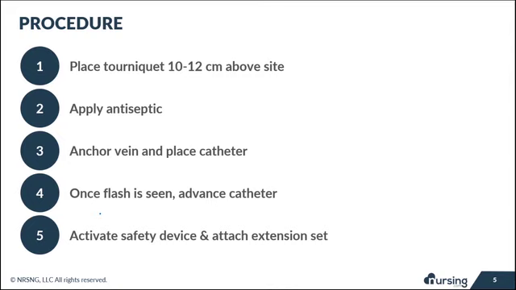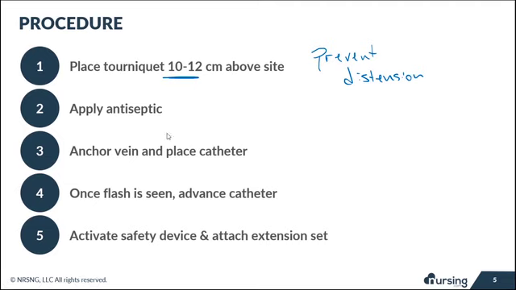Now for the procedure. What you want to do first is you've identified that vein where you're going to go. Then you're going to take the tourniquet out, and you're going to place it 10 to 12 centimeters above the site. I have seen nurses place it far above that. What you don't want to do is place it too close to the site, because that actually prevents venous distension. We want to make sure that that vein is going to fill up. And if it's too close to the actual site, that's not going to happen. So it's okay to go a little bit further than 10 to 12, but I would not go any closer than that.